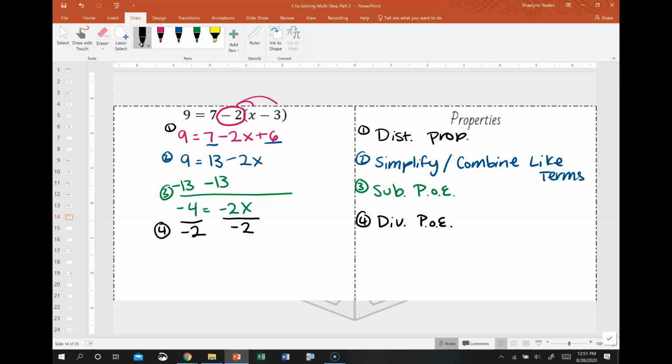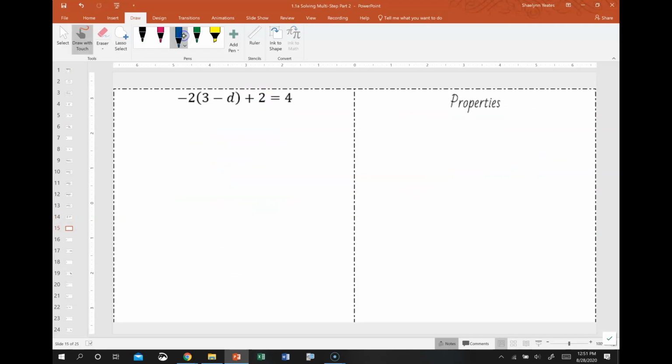So then when we divide both sides by -2, -4 divided by -2 is a positive 2. -2 divided by -2 is an x. Negative 2 divided by negative 2 is 1, so then there's only one x, and 2 equals x. All right, let's do one more before I have you guys do a couple on your own.